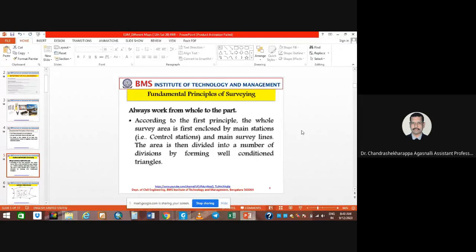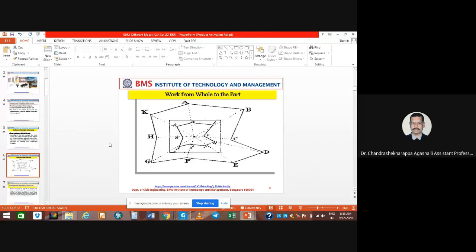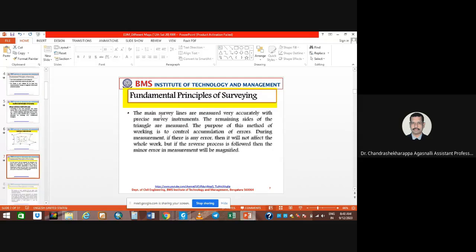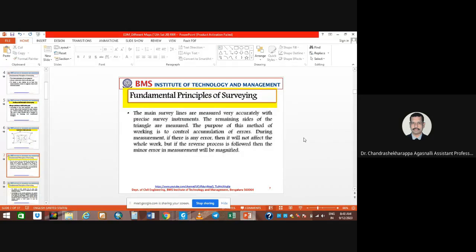The entire 10 acres of land you can divide by a grid, into a 10 by 10 meter grid or a 100 meter by 100 meter grid. It's up to you, okay. And this is how you make the grid, from the node stations. And this is the fundamental principle of surveying we discussed, okay.